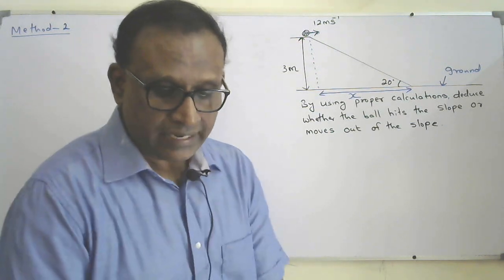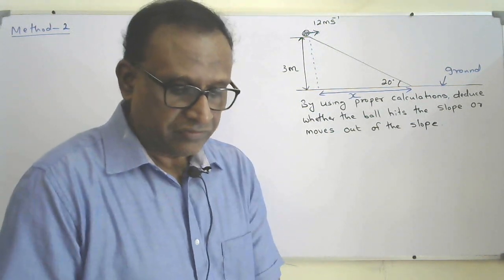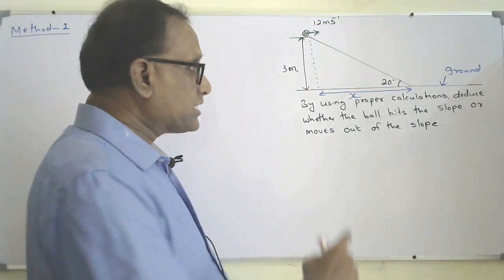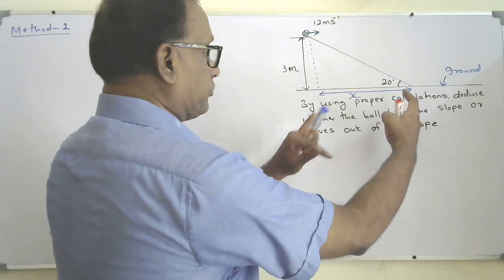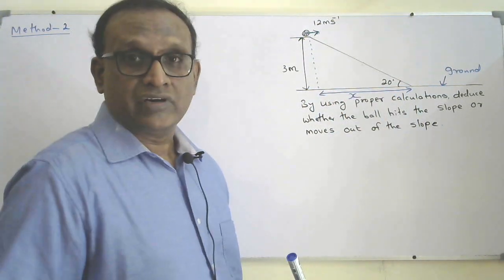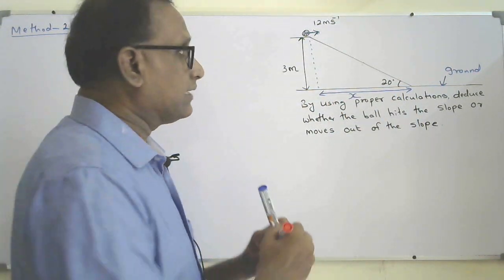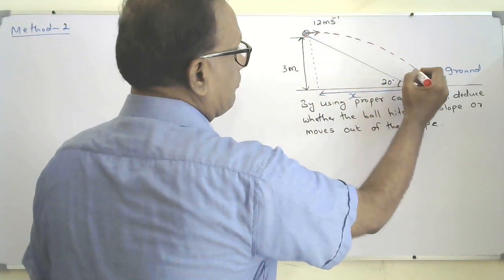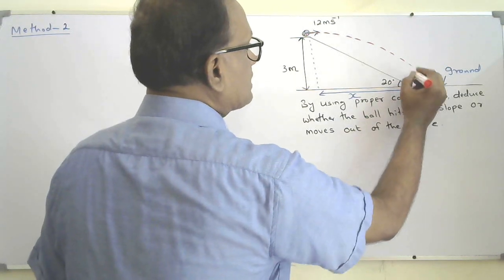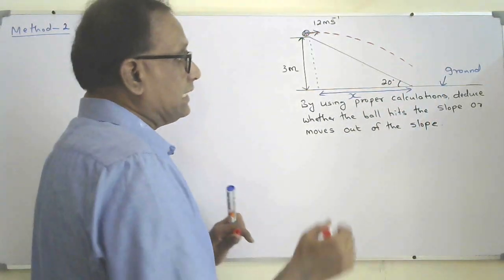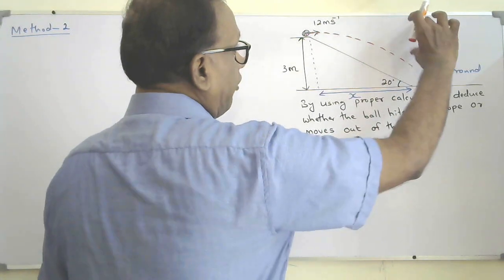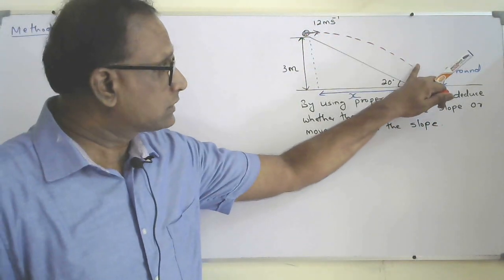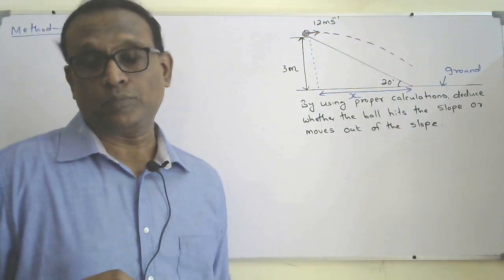Then I'll calculate the vertical displacement during that time. Say there are three different possibilities. If the vertical displacement of the ball when it completes a horizontal displacement of 8.24, that is the x, is less than 3, that means the ball is just above this edge, but its vertical displacement is less than 3. It has fallen a height smaller than 3. So that means it will continue its motion and hit the ground, not the slope.